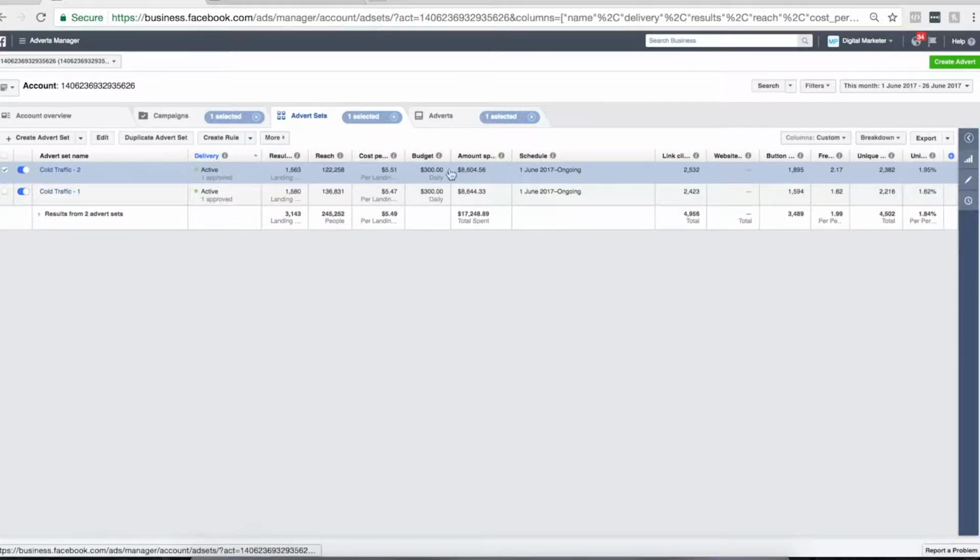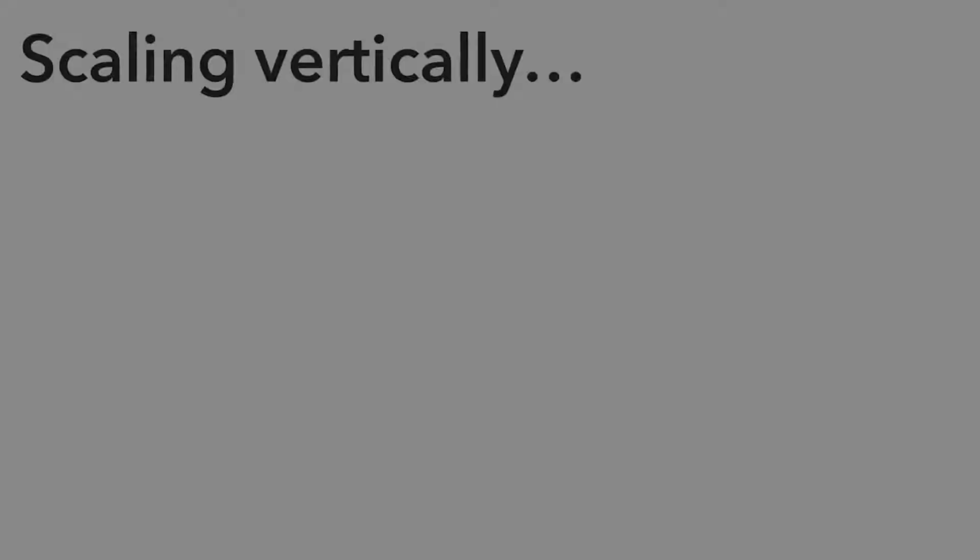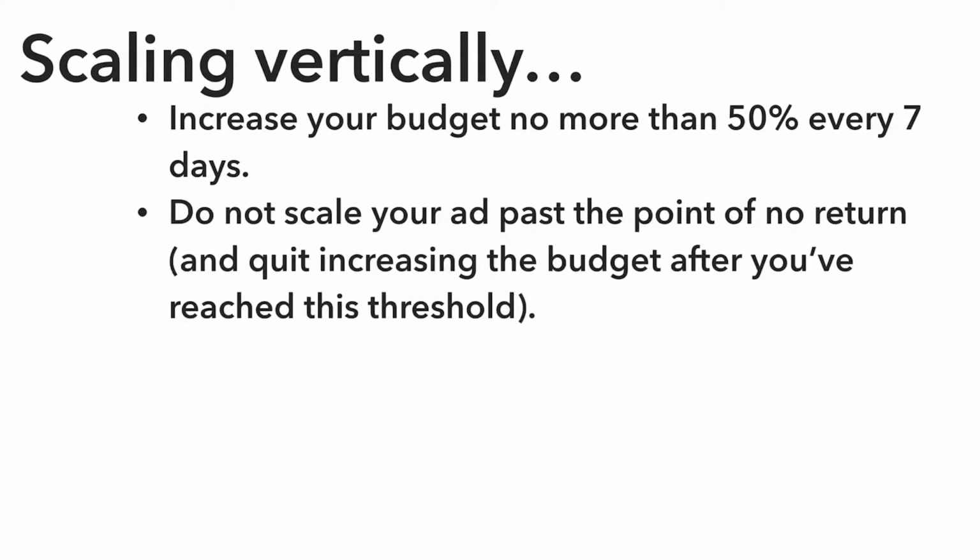So a lot about this is scaling until you're about to find the point of no return, and then stop increasing the budget. You can no longer scale those particular ad sets vertically when you have reached the point of no return. It's a really important concept to understand when increasing the budget. So that's scaling vertically. Don't increase more than 50% of your budget every 7 days. And obviously do not scale past the point of no return.